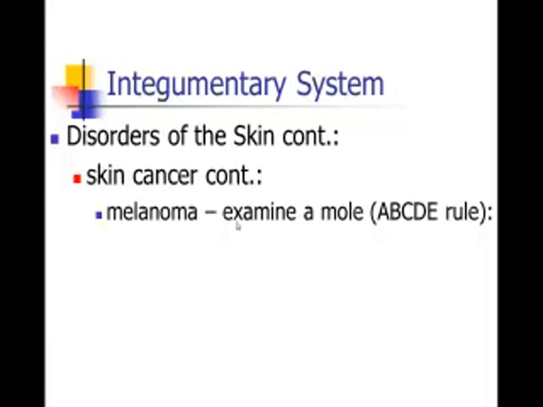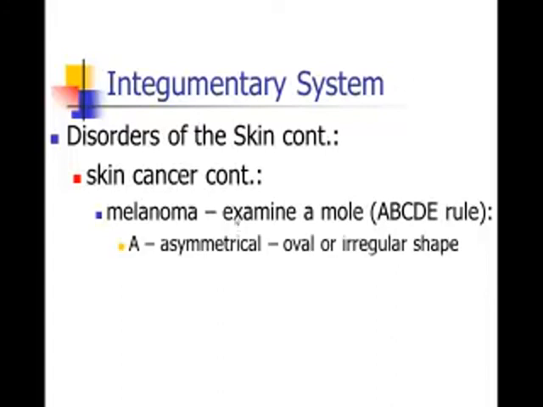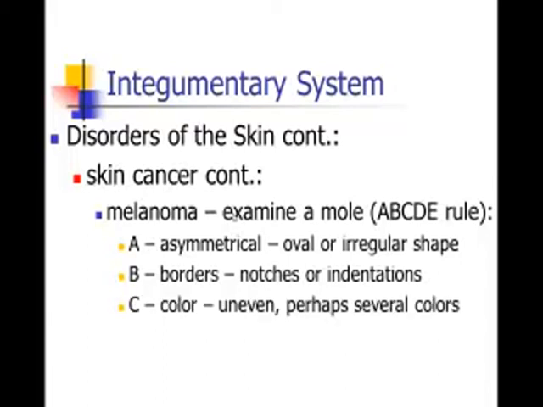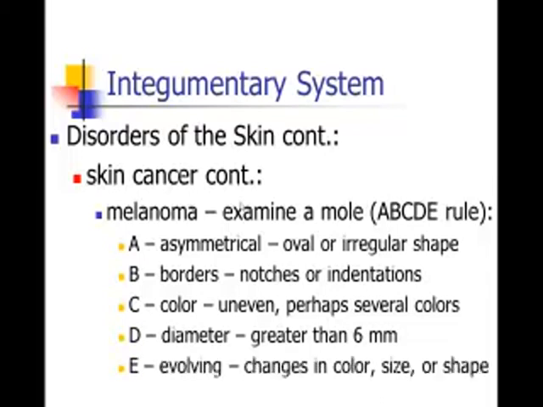So we have an ABCDE rule for examination of a mole. A, if the mole is asymmetrical, like oval or irregular. B is the borders, if they're not smooth, if they have indentations or notches. C is the color. If you have a mole that is sort of uneven in color, maybe even a number of colors. D is the diameter. Moles that are greater than 6 millimeters tend to be more dangerous. And E, evolving. That is, if you have a mole that's changing in color, size, or shape, that is more dangerous than one that's static.